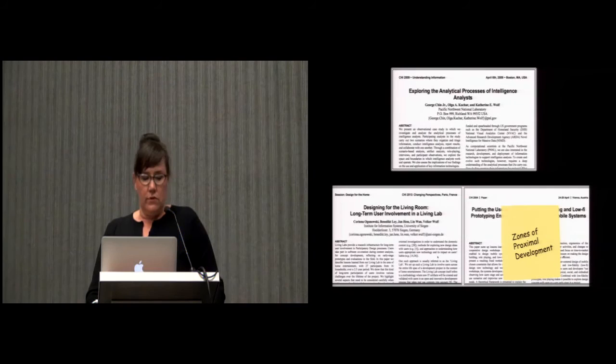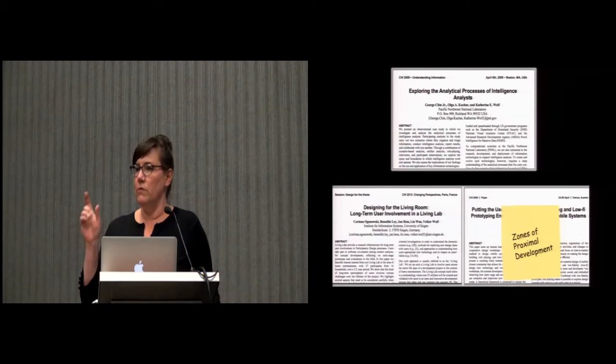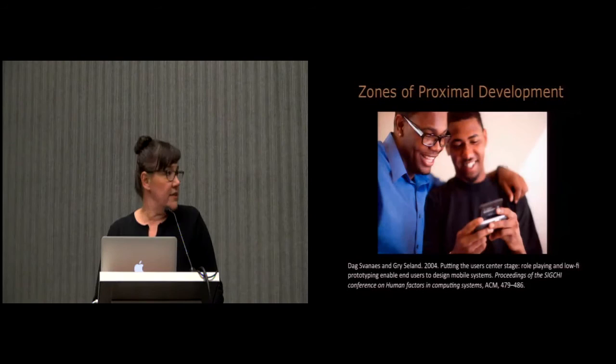So I see zones of proximal development actually as really critical when we're designing participatory design activities, because if we have things outside of the learner's reach, they're not going to be able to contribute at all. If we have things that are already something that they know, they're just going to cycle around in those answers that they already know. And the example I'm going to show you kind of reinforces this.